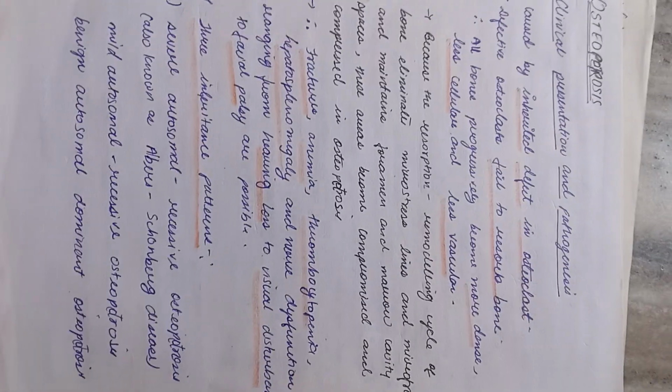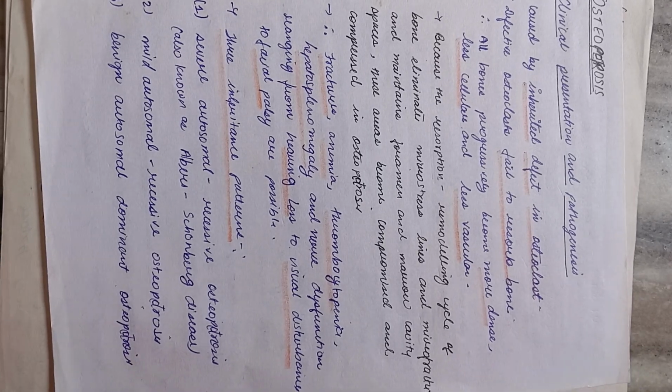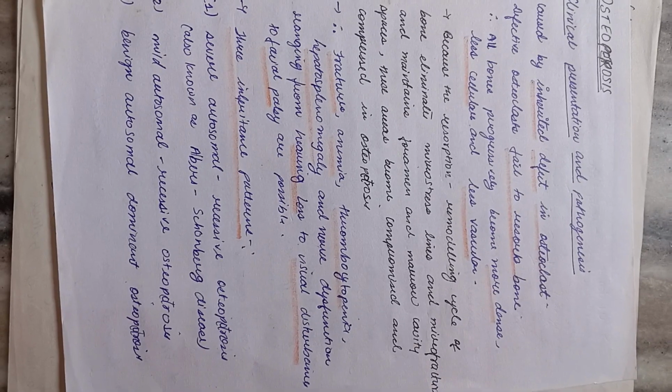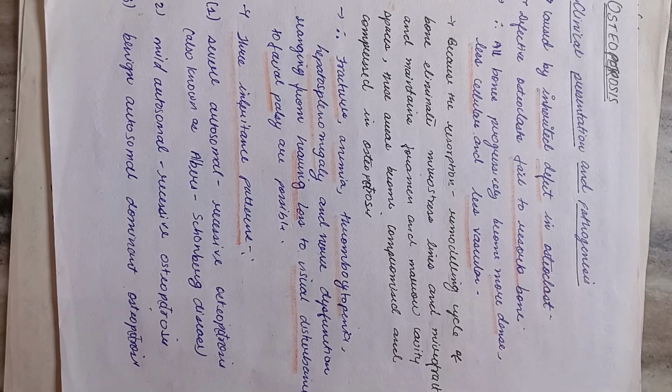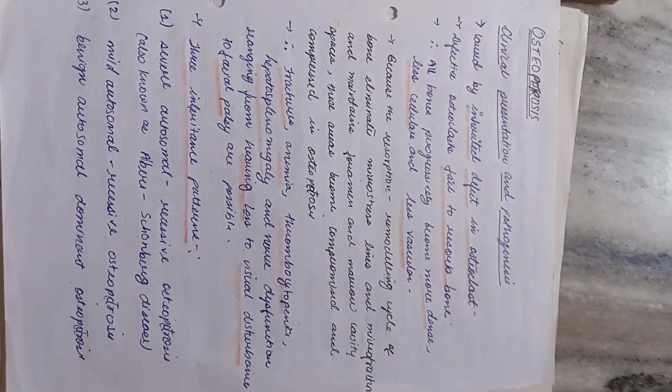Because the resorption and remodeling cycle of the bone eliminates micro stress lines and micro fractures and maintains foramen and marrow cavity spaces, these areas become compromised and compressed in osteopetrosis. Okay, all these areas will become compromised and compressed in osteopetrosis.